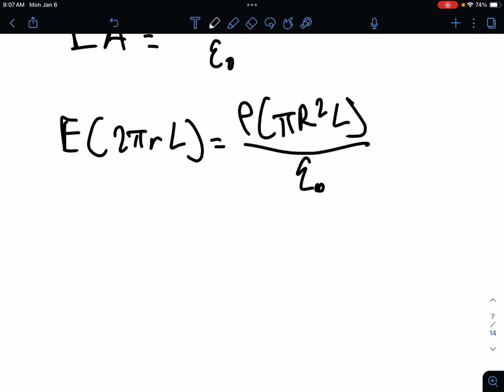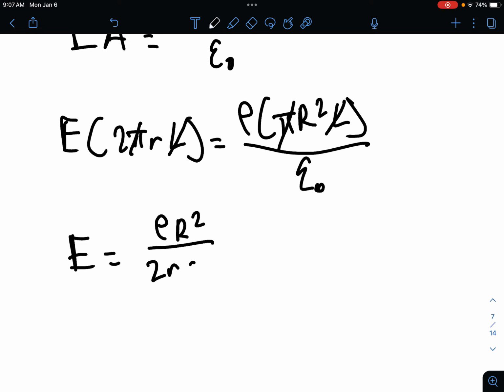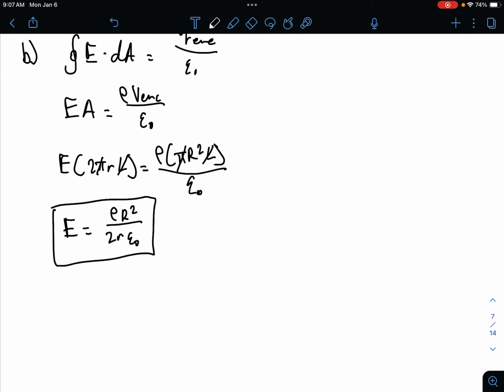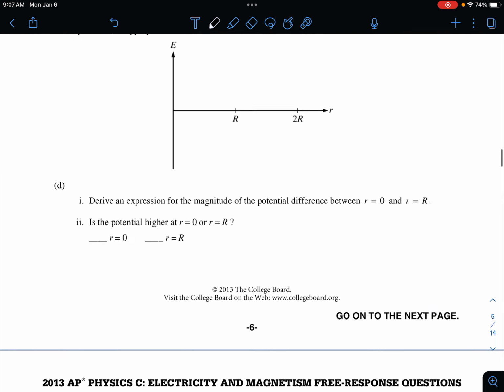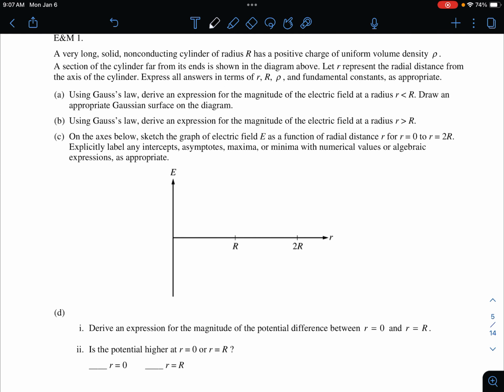And now we just divide. L's drop, pi's drop, and we get E is equal to rho R squared over 2R epsilon naught, right? That looks right. So yeah, box your answers, I guess, too. Next part, we're gonna sketch the electric field as a function of the radial distance and explicitly label any intercepts, asymptotes, all that good stuff.